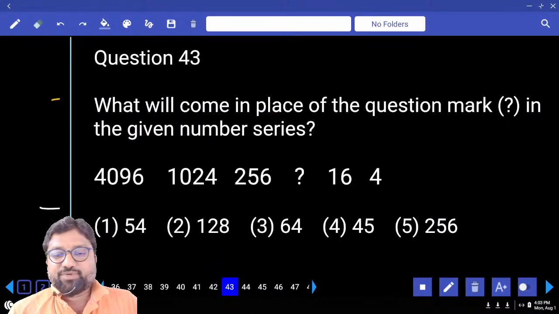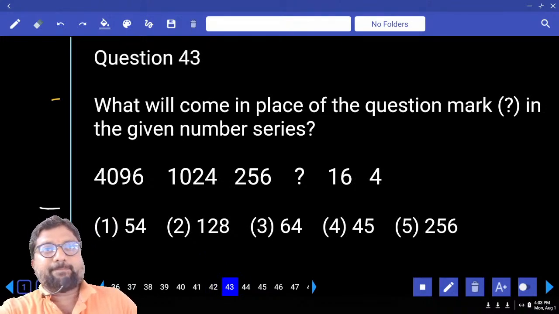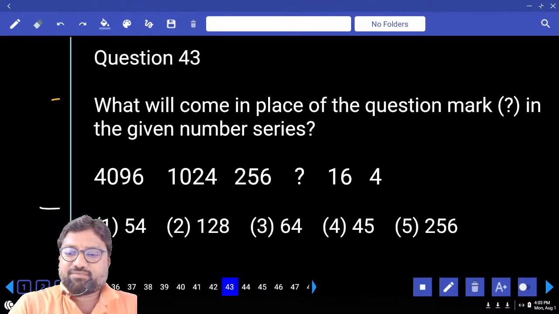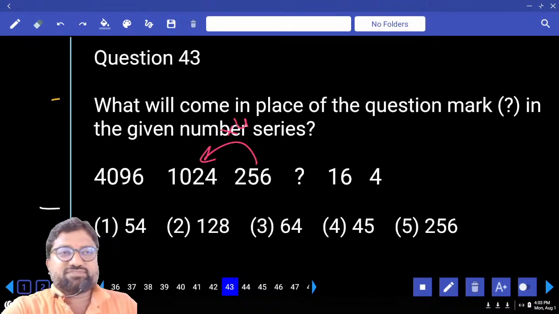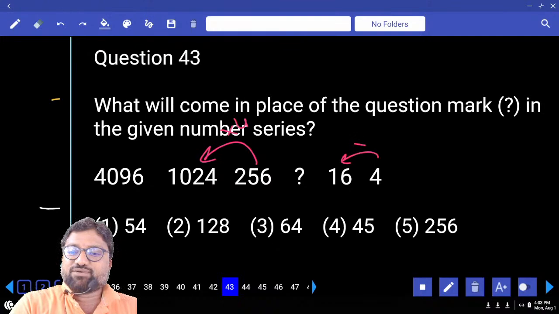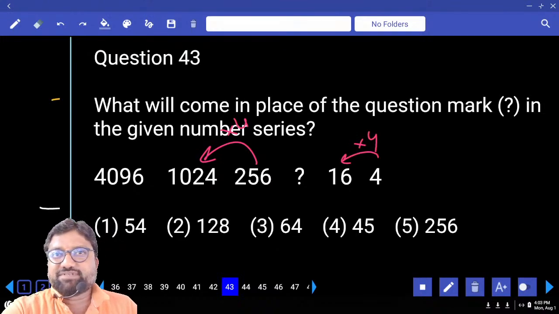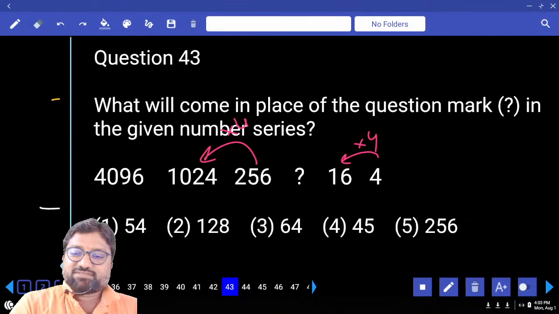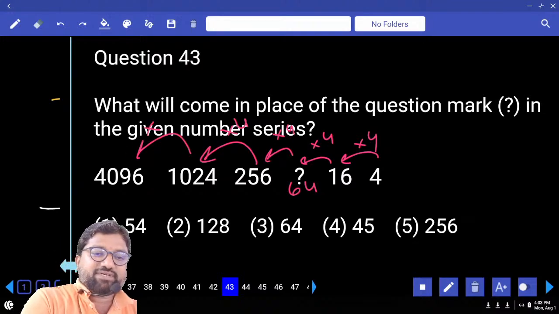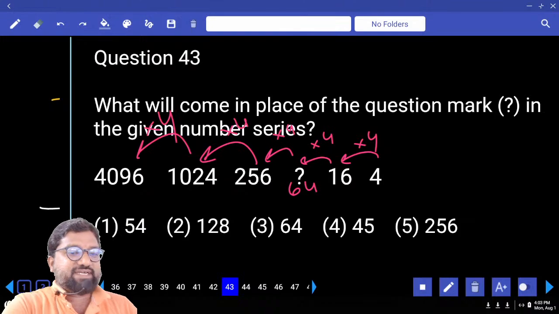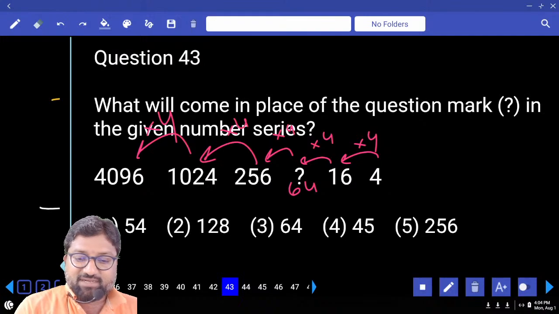Next, do you want me to go from right to left or left to right? Which is much easier? Remember one thing, 256 into 4 is 1024. When you're finding it difficult with division, you can go with multiplication. So 16 fours, 64 into 4 is 256. Yes. Obviously this is also into 4. 24 into 4 is 96. 1000 into 4 is 4000. 4096 is there. Does it fit or not?